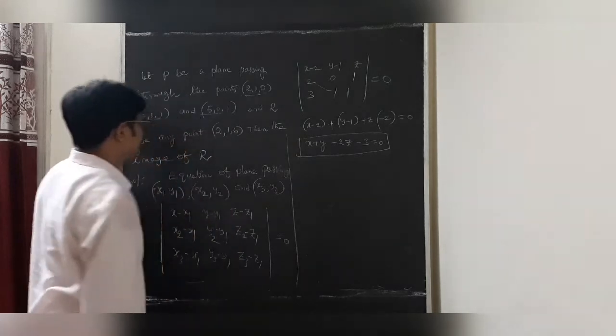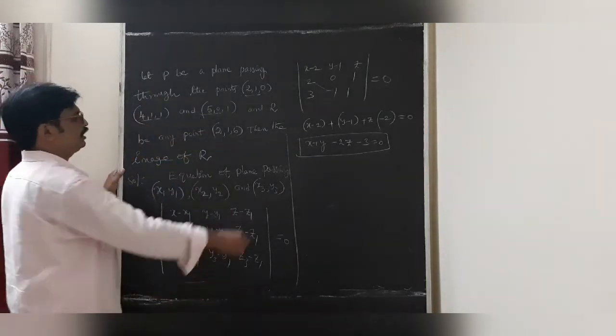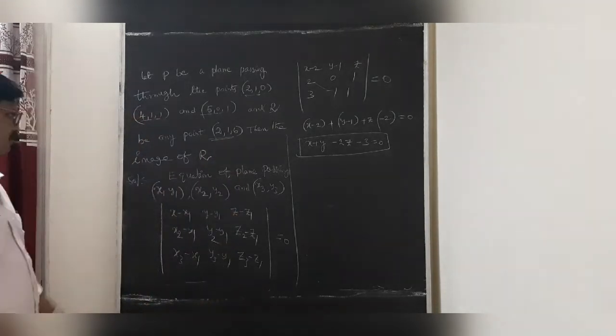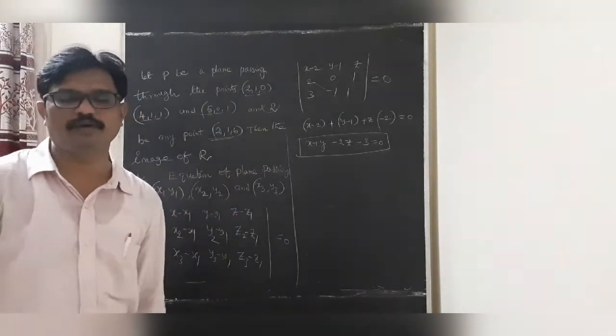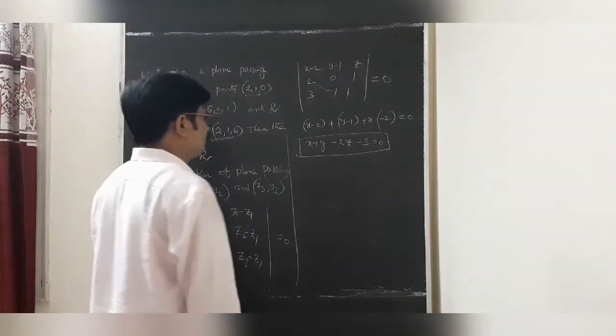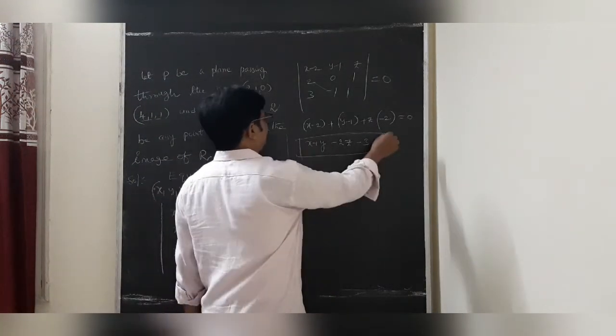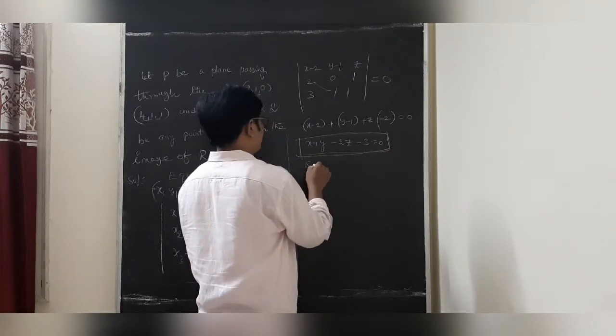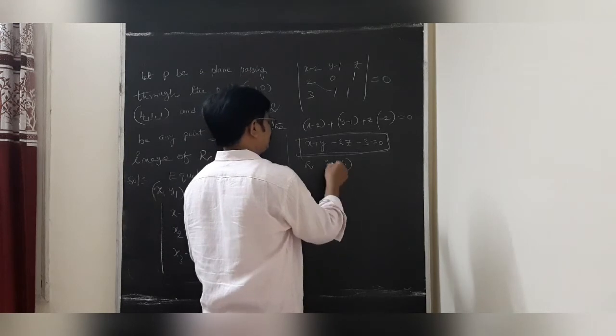Now students, what is required? Let R be the point (2, 1, 6). Then find the image of R. When you know the equation of the plane, find the image of R. The point R is (2, 1, 6).